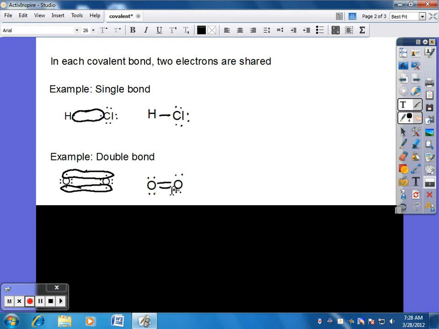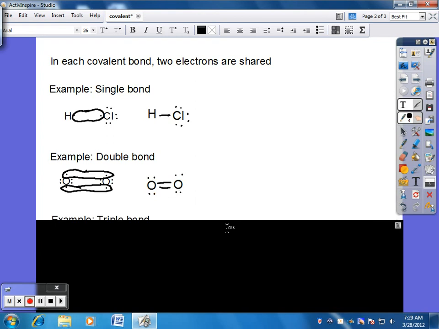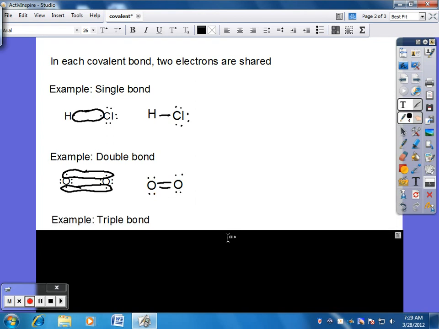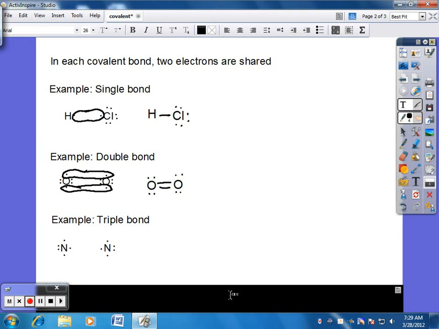There's a third type, and that is, as you may have predicted, what's called a triple bond. Sometimes it's not enough just to share 4 electrons. You need to share 6. So an example of that is nitrogen. Each nitrogen has 5 valence electrons, and therefore it can share these 2, and these 2, and these 2, sharing a total of 6.